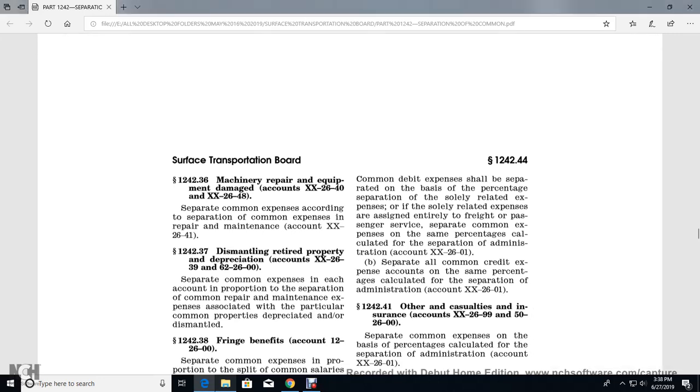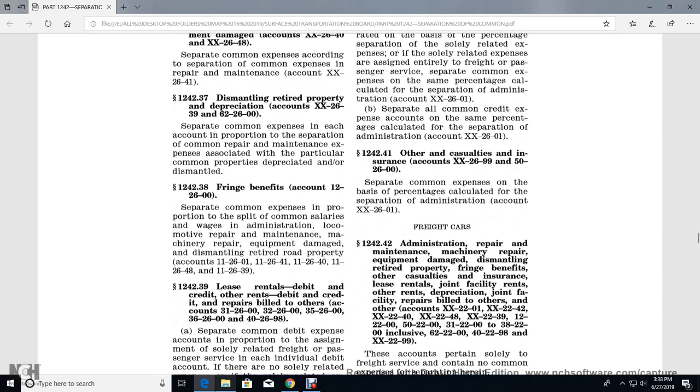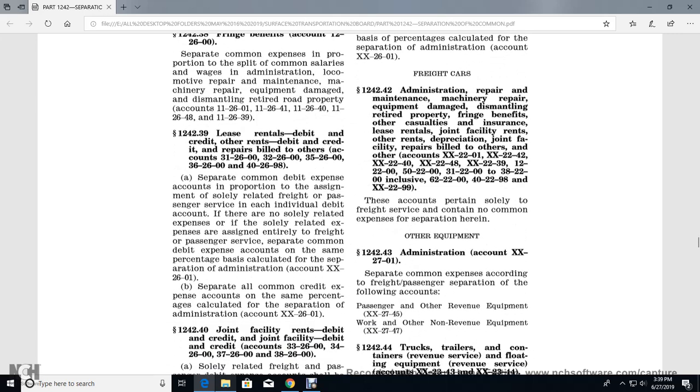Separate common expense each for the common proportional separation and repair and maintenance for the expense associated with the particular common properties depreciated or dismantled. 1242.38: Fringe benefit account, as well as 122600. Separate the common expense for the proportional split with the common wage for the administrator of the local, with the repair and maintenance for the machine repair of the equipment damage and dismantling retired road property accounts 112601, 112641, 112640, 112648, 112639.